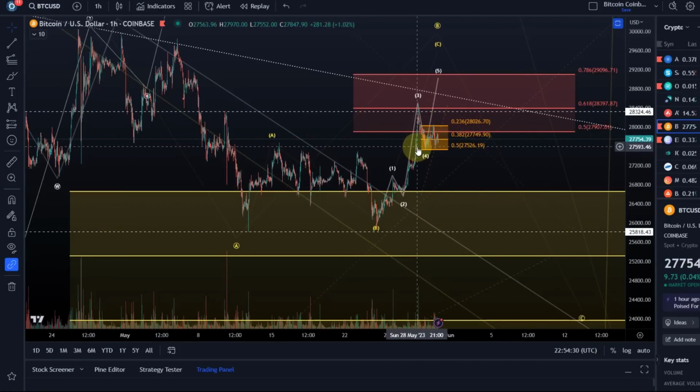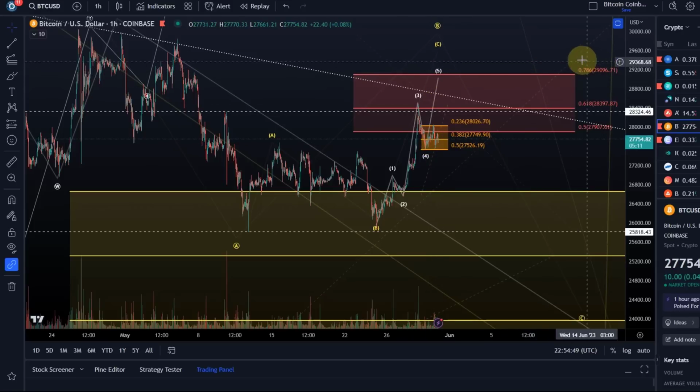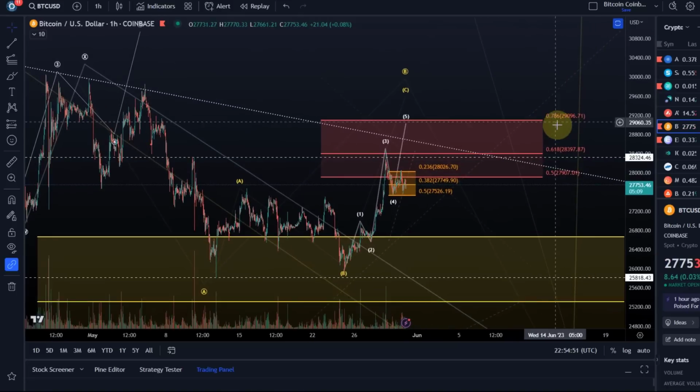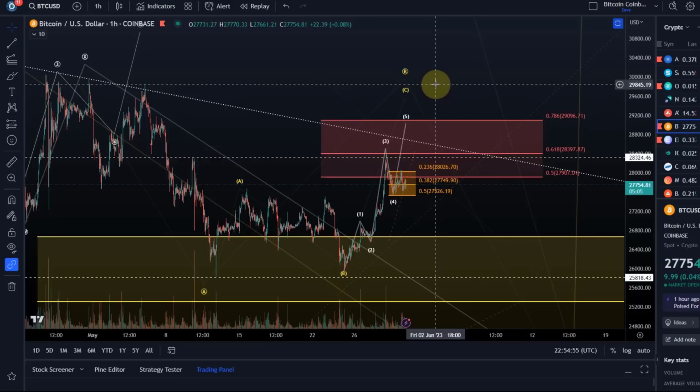But also in the short-term bearish count, we can get one more wave up. And that is likely, as long as we're holding 27,526. If we avoid a sustained break below the 50% fib level, we can get that 5th wave to the upside with resistance at 29,096. And if we break above that level, we have resistance at 29,840. So this is the short-term bearish count.